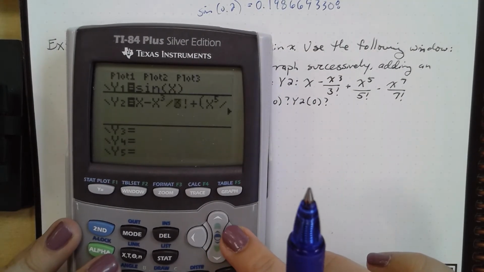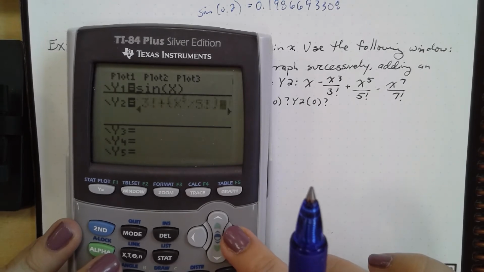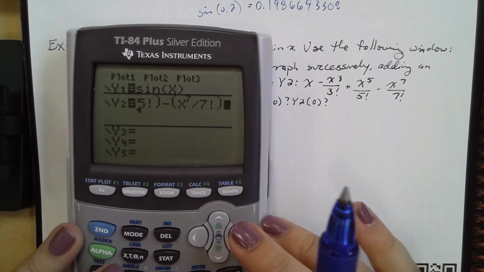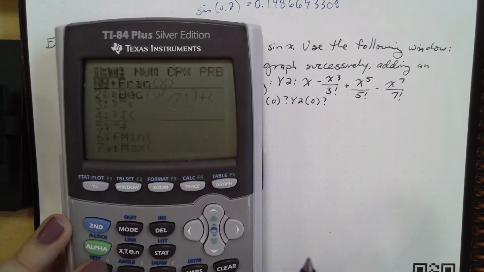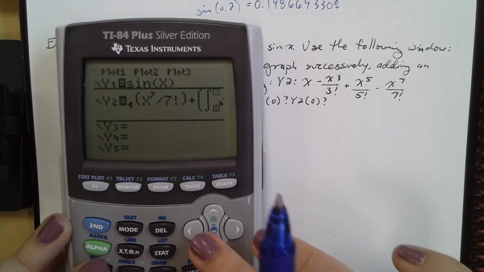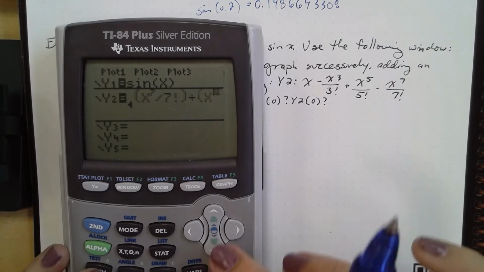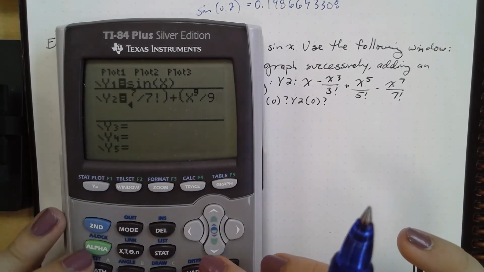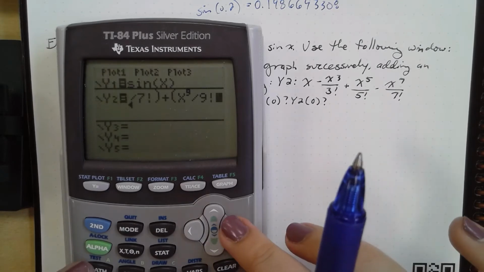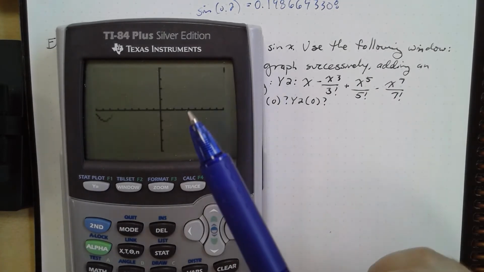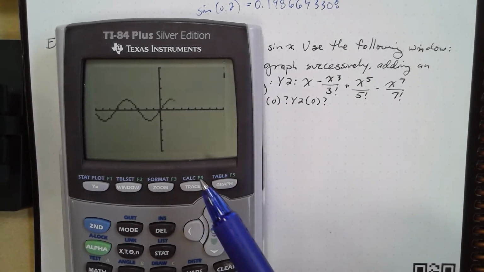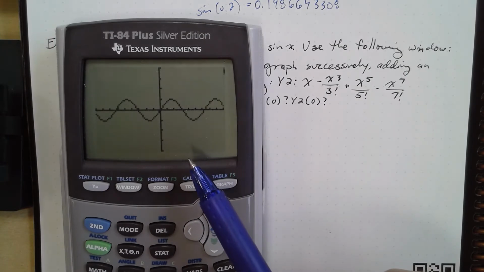And we've got a pattern going, so minus, plus, minus, plus. So we've got minus, let's do this, plus x to the 9th. Oops, why did I do that? Delete. x to the 9th divided by 9 factorial. Okay, and if I graph that, okay, so there's our sine curve.